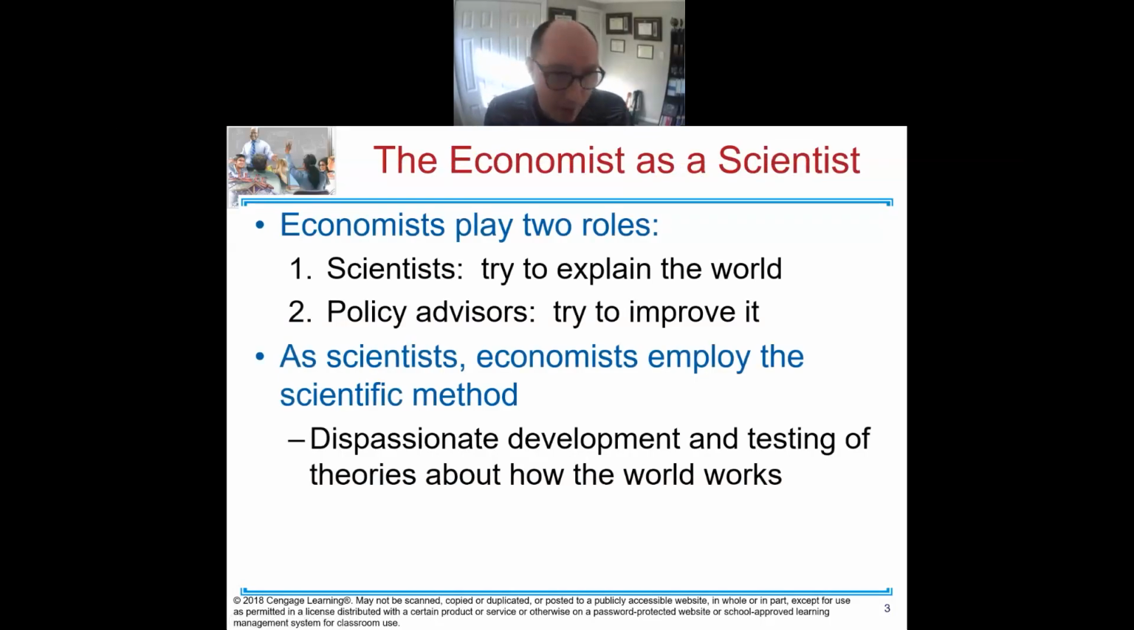Economists. Who are economists? What are they? Well, technically they're scientists. A scientist is a very broad term. When we think of a scientist, we think of somebody in a lab coat. That's what I think of as a scientist. Apparently I'm a scientist too, allegedly.